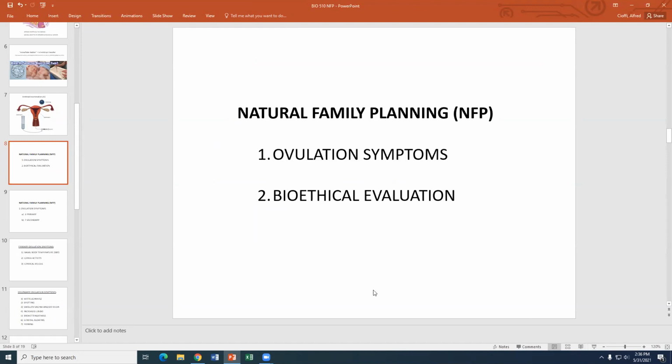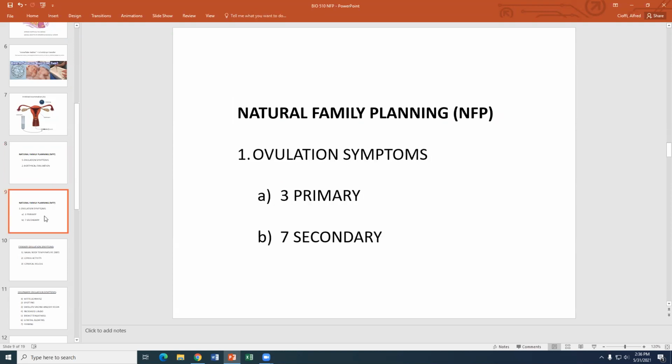So we're going to get into it. And again, this has 2 levels, as always. In bioethics, first, we're going to look at the biological aspect of natural family planning, and then at the ethical evaluation of that. All right, so the first thing I want to say about natural family planning is that it is not the rhythm, all right?